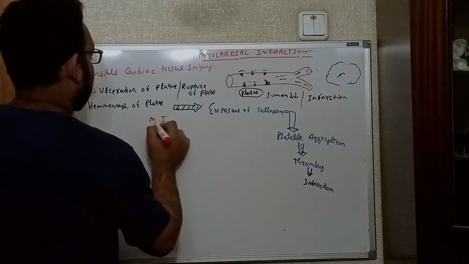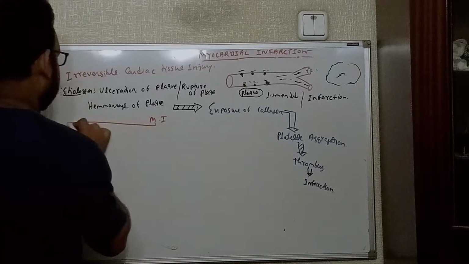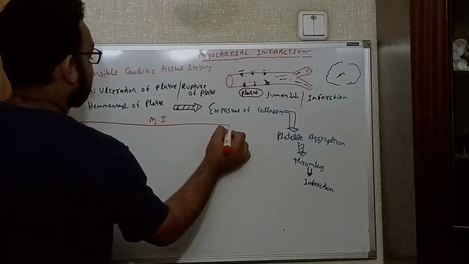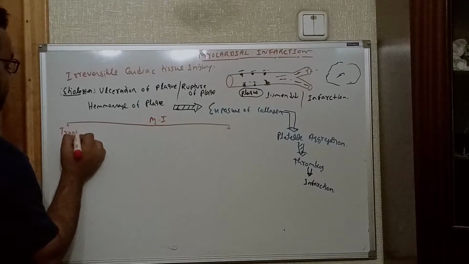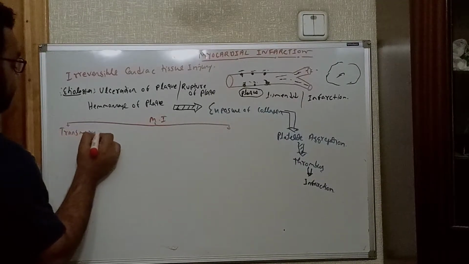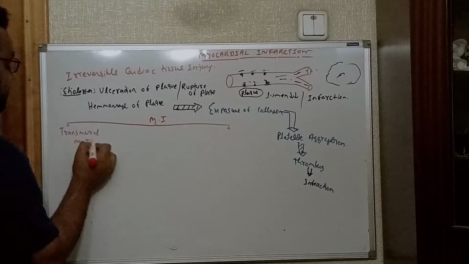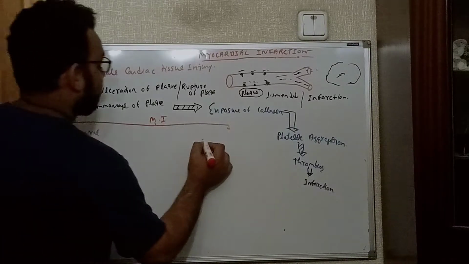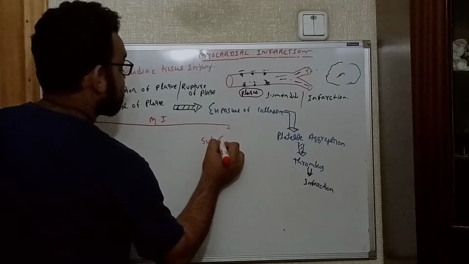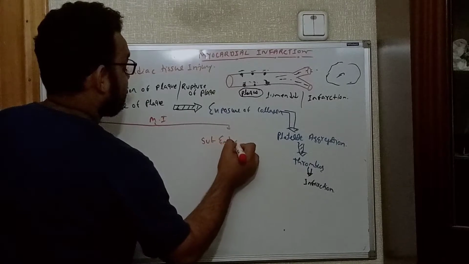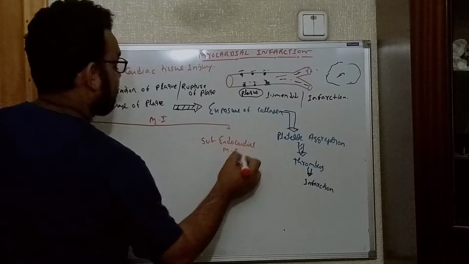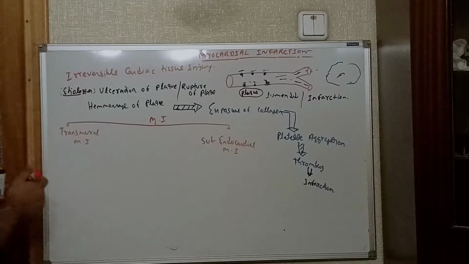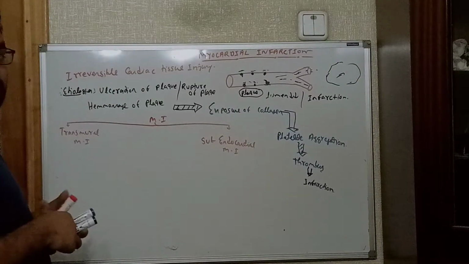Now on the basis of thickness, we can divide myocardial infarction into two types. One is known as transmural myocardial infarction. Another is subendocardial myocardial infarction. Transmural defines the whole or complete thickness of the myocardial wall.